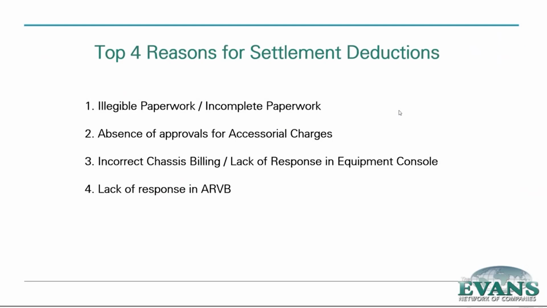Missing if they require interchange receipts and you don't have them. That's another issue. Number 2 is the absence of approvals for accessorial charges. You always want to be sure that anytime you are instructed to do anything that's not on your original rate con, you have an approval for it, a fax, email, something in writing that you can upload into that agent portal to have proof to be able to demand that payment.